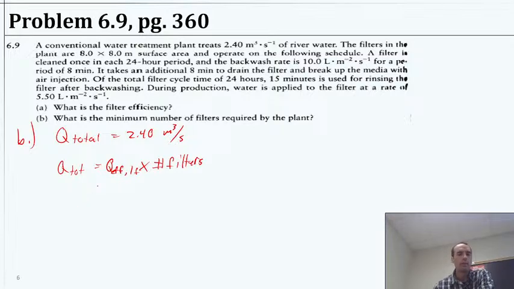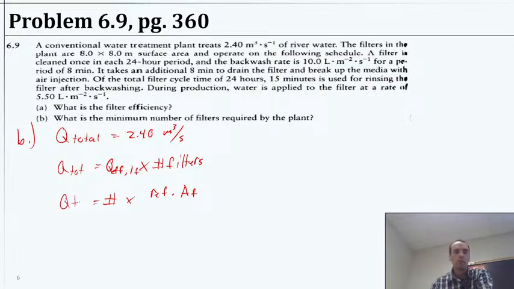Let's take a look at the effective flow rate for one filter. We'll take the R effective, the effective loading rate, times the area of one filter. So the effective loading rate, that's the flow per area, multiplied by the area, should give us the effective flow of a filter.